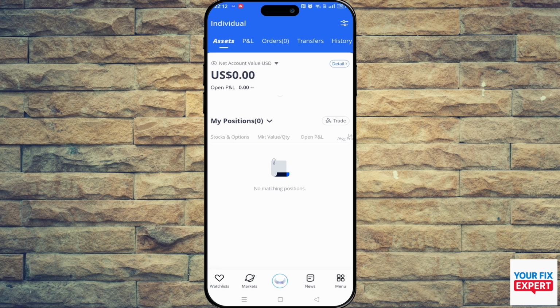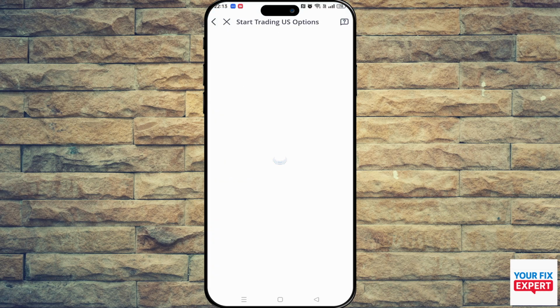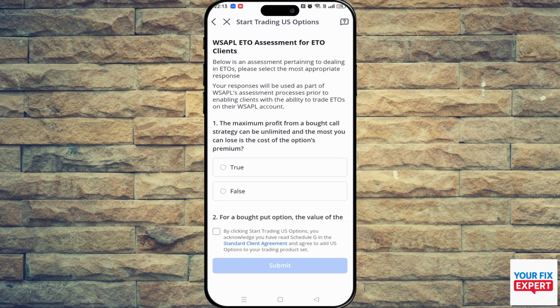Alright, so here I am in the Webull app. If we click on the center icon here that looks like the Webull logo, on the top right, you'll see this little icon. And inside there, you'll see options trading apply now. Now, once you click on that, they will show you the form.